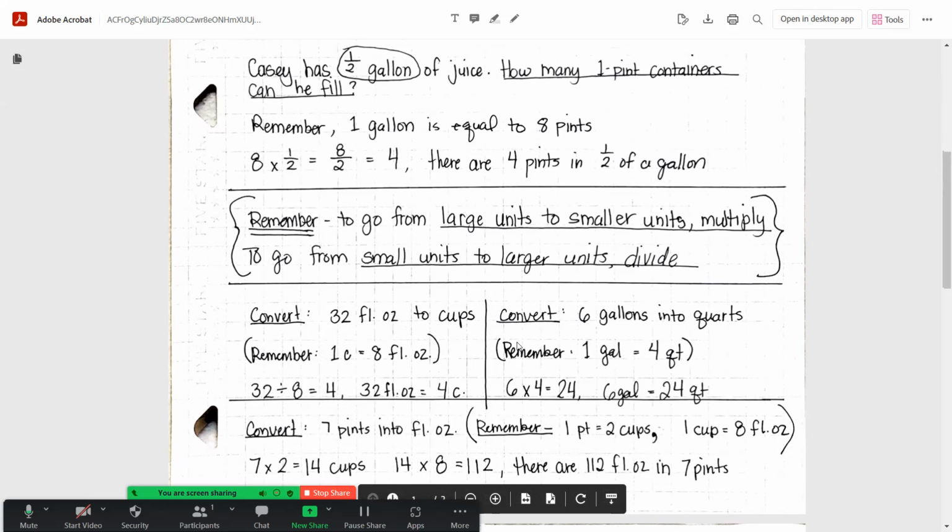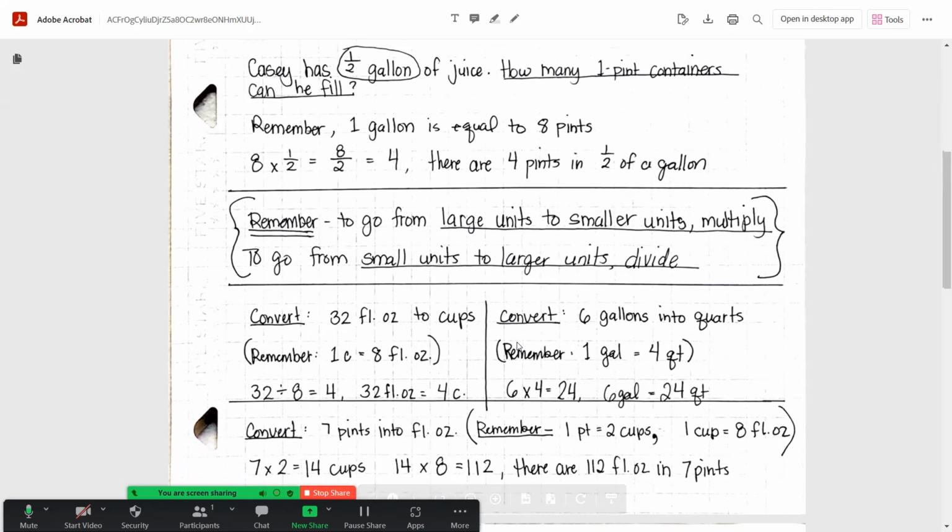Now for our first example, Casey has 1/2 gallon of juice. So how many 1 pint containers can he fill? So if 1 gallon is equal to 8 pints, we're going to multiply 8 times 1/2 to be able to find our answer. Now, whenever we're multiplying a whole number times a fraction, we're only multiplying the whole number times the numerator of that fraction. It tells me that I need 8 of my 1/2 sized pieces. So 8 of my 1/2 sized pieces are going to be 8 halves.